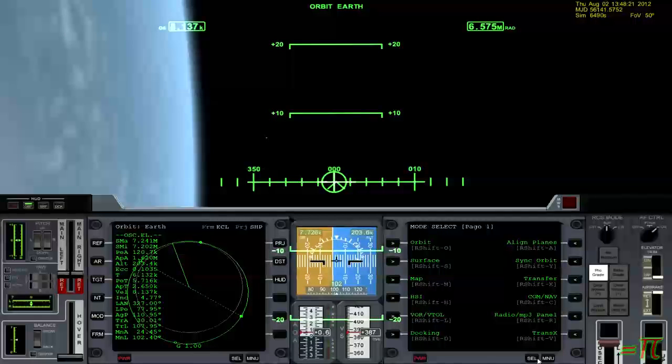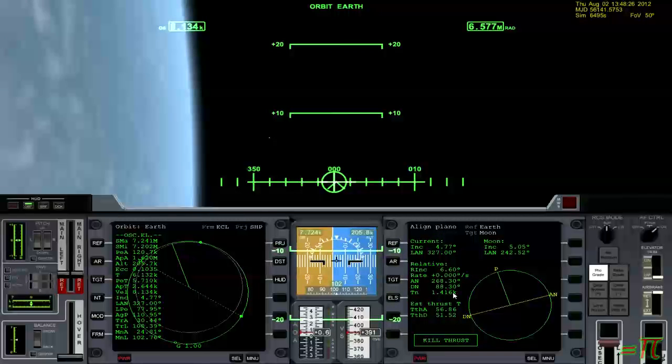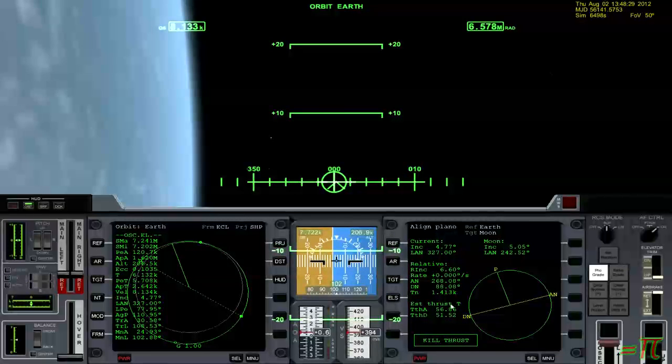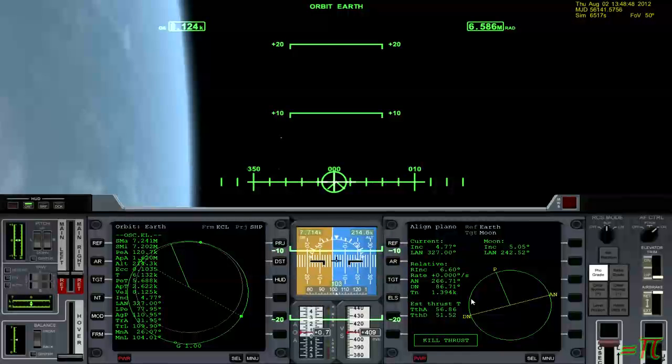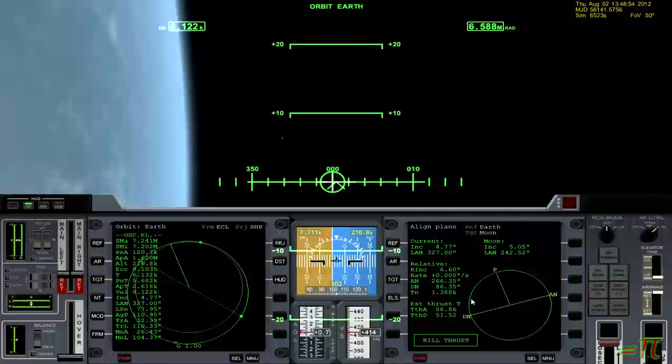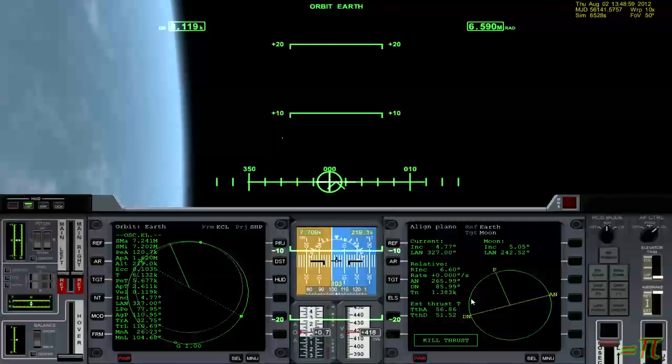Okay, now align the orbital plane, and basically in 1400 seconds we will turn the ship to a right angle to the plane of our orbit and fire the main engines to bring this number down to 0. Okay. And now I'll go ahead and warp time ahead to get to that point, or get close to it.